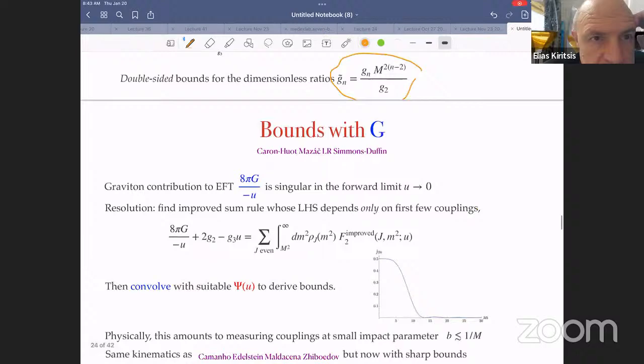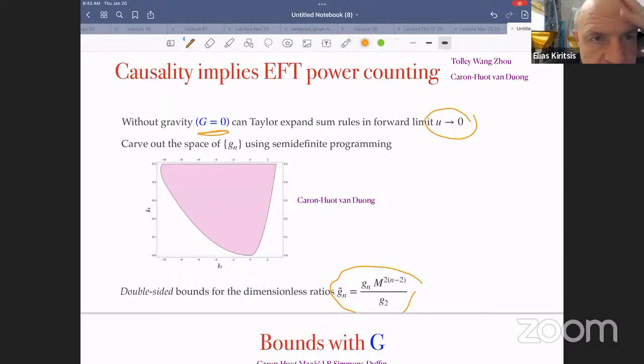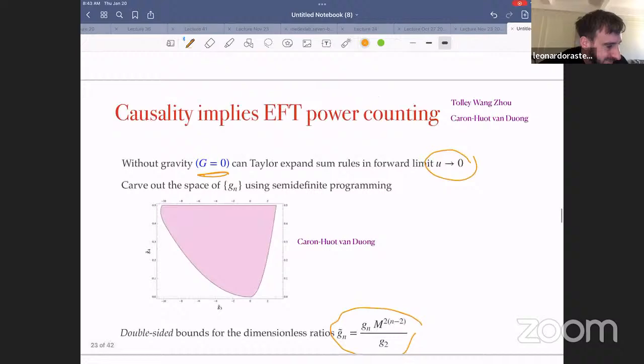Sorry, Leonardo, but the ratios you're talking about, they depend on the cutoff, but not on the Planck scale. Absolutely. So there is no constraint that involves the Planck scale? Sorry, up to now, this slide is without gravity, right? Ah, okay, sorry. Now we introduce gravity.